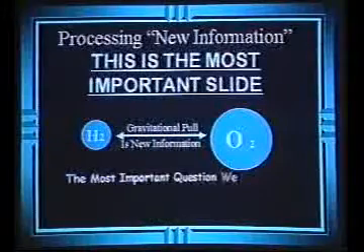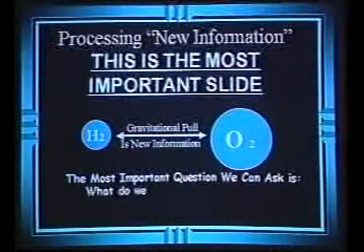The same with the market. The market looks very chaotic. It looks like it's very irregular. But if you understand the underlying structure of that market, then it all makes sense. So this is the most important concept in the entire course. What do you do with new incoming information?